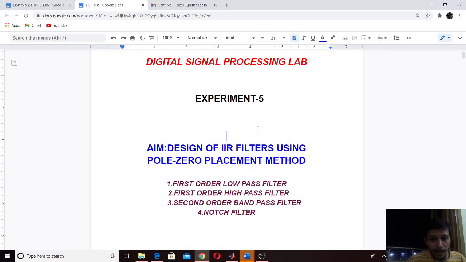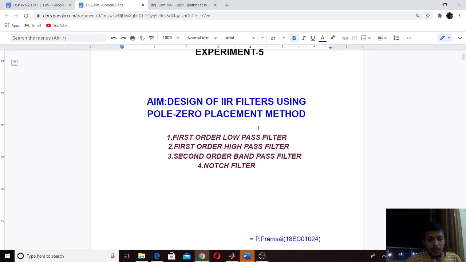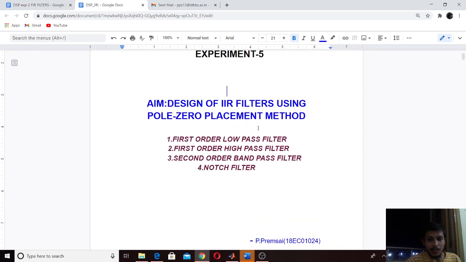Digital Signal Processing Lab, experiment number 5. The aim of the experiment is to design IIR filters using the pole zero placement method. The filters designed in this experiment are first order low pass filter, first order high pass filter, second order band pass filter, and notch filter.